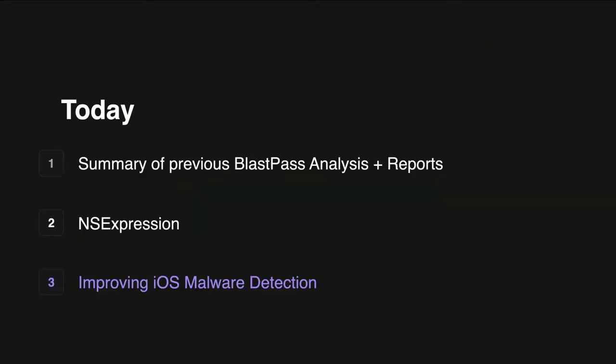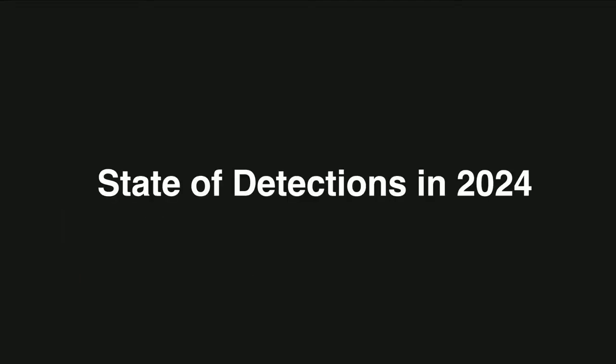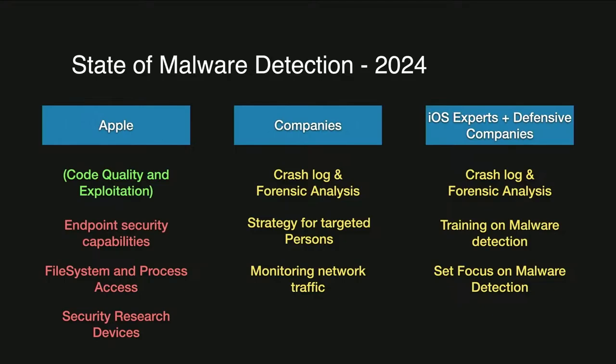Let's get to the last and probably most important point of the talk, which is how we're improving iOS malware detection. This is the state of detections in 2024. And a lot has improved compared to last year. We are seeing a lot more companies that are actually trying to generate a strategy for their targeted persons. They're also going to continue with crash log and forensic analysis. We're also seeing that there are some companies in the space now that are offering this kind of service and expertise. And at least I started a training on how to do this kind of work, so there is at least a bit of training available.